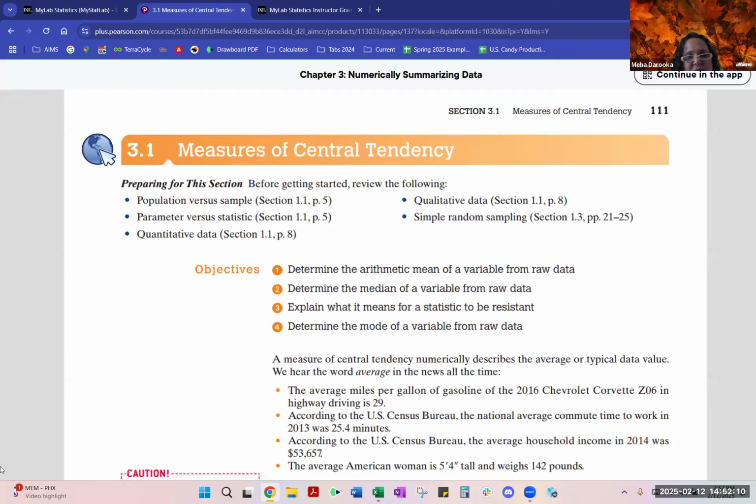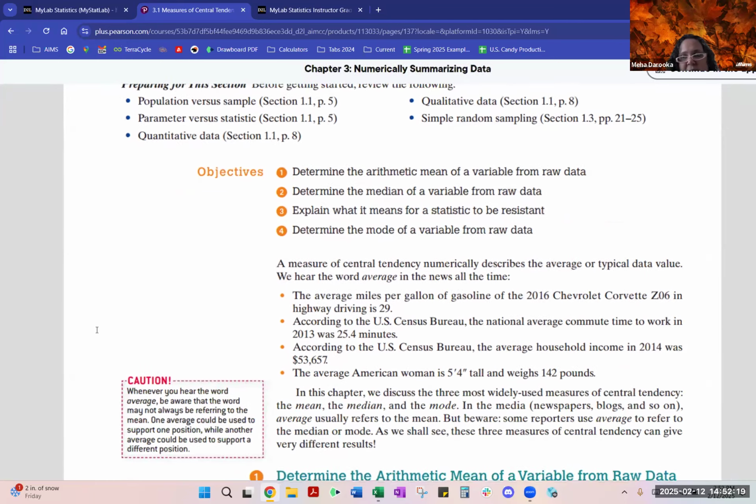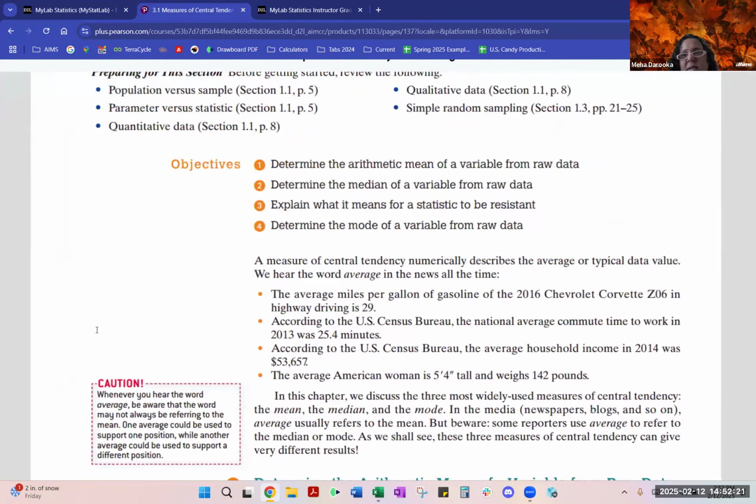And of course, then we will see how this can help us understand the data a little bit better. So here we're just talking about some examples. I hope you guys can see that screen properly.